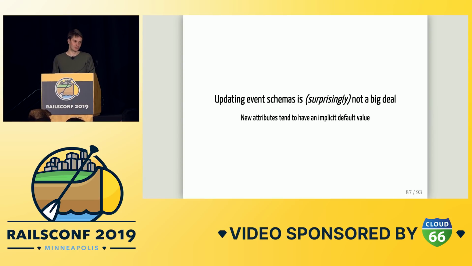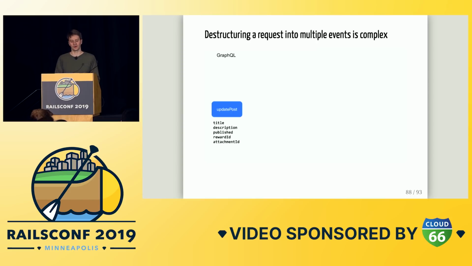The hardest and most complex part, in my opinion, is how you need to destructure a request into multiple events. Because that event sourcing experiment was just an experiment, we didn't want the front end to be aware of that whole event sourcing thing going on. So it's hidden behind the API. We provide an API that looks like a regular API. We use GraphQL, but that's irrelevant for this. So this update post mutation takes a title, a description, a published Boolean, a reward ID, and attachment ID.